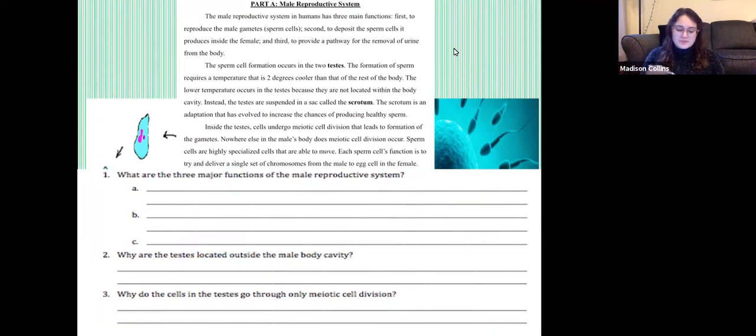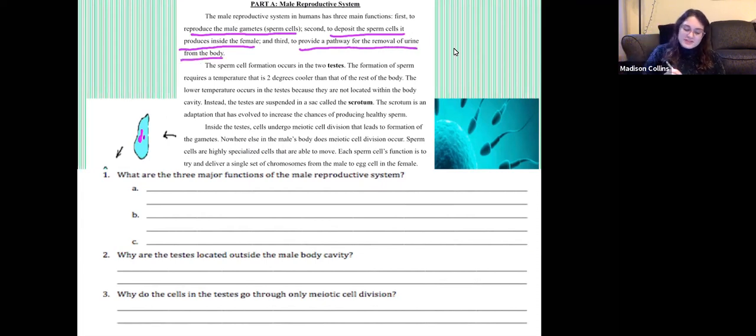So the male reproductive system in humans has 3 main functions. First, to produce the male gametes or sperm cells. Second, to deposit the sperm cells it produces inside the female. And third, to provide a pathway for the removal of urine from the body.